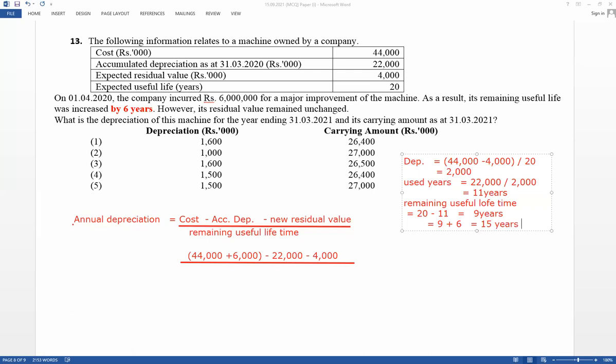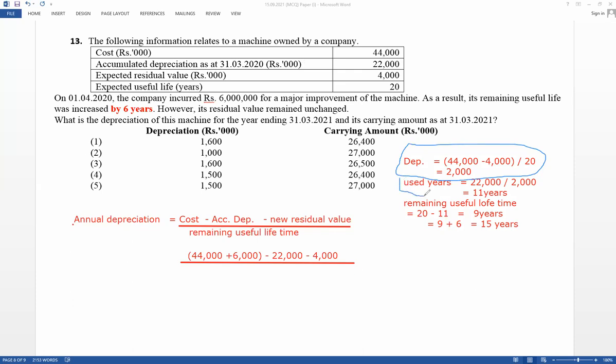Think how to calculate the remaining lifetime. It has not been given. Sometimes it says increase to 6 years, sometimes revised as 6 years, but here it says increase by 6 years. Think how to calculate: first, calculate the annual depreciation before changes in accounting estimates. This is the first part.